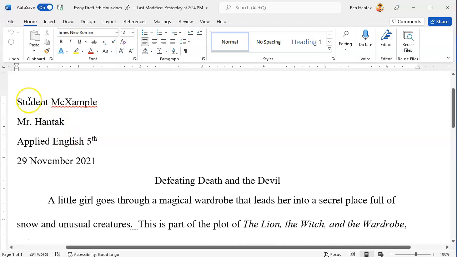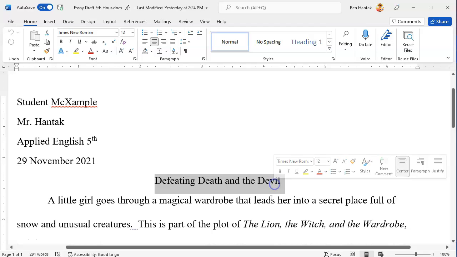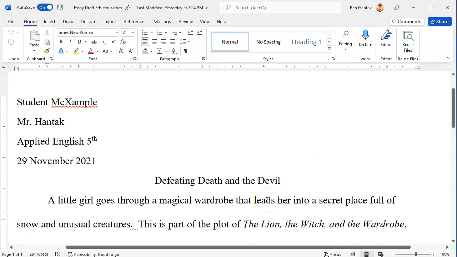Notice we started our essay with a heading, so it should always be student name, first and last, teacher name, course, and date. We also gave this essay a title right above our first paragraph. We called it Defeating Death and the Devil. Again, those of you in class right now, I would encourage you to double check to make sure the start of your essay looks like that.